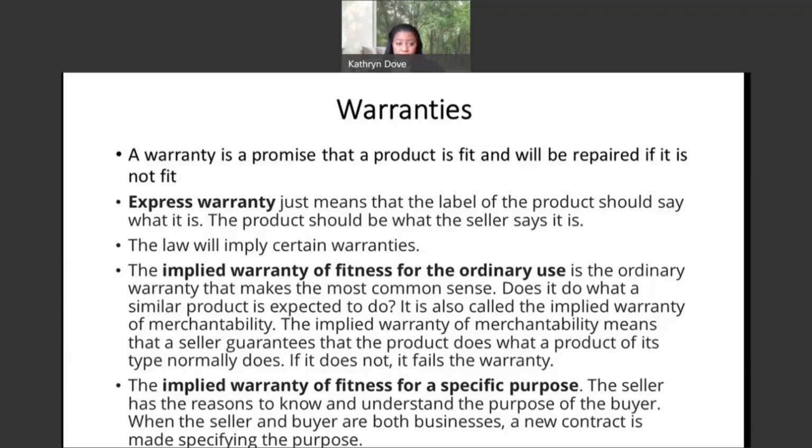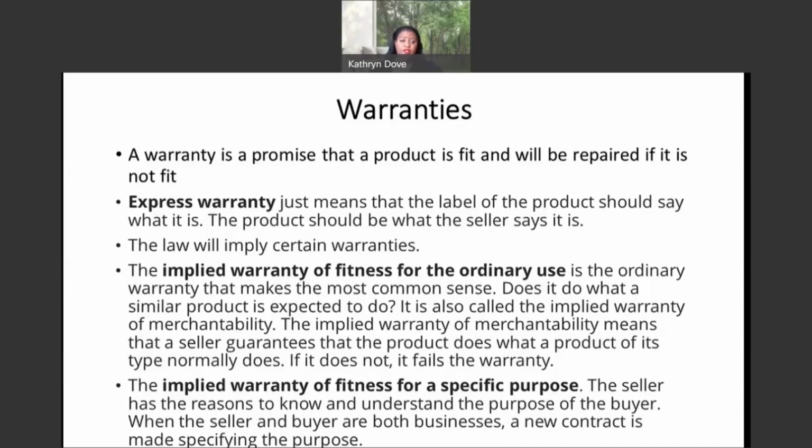The implied warranty of merchantability means that a seller guarantees that the product does what a product of its sort normally does. If it does not, you can bring a lawsuit for a breach of the implied warranty of fitness for ordinary use. That's also called the implied warranty of merchantability. Those are the same thing.